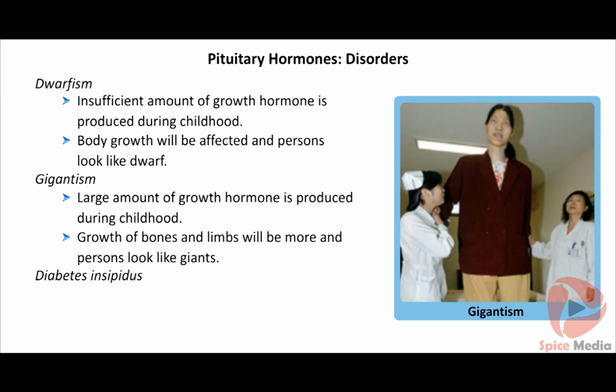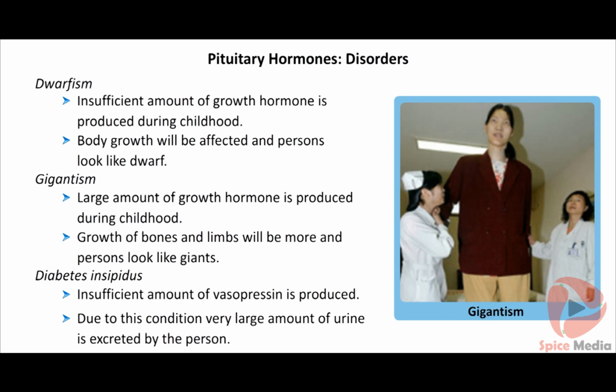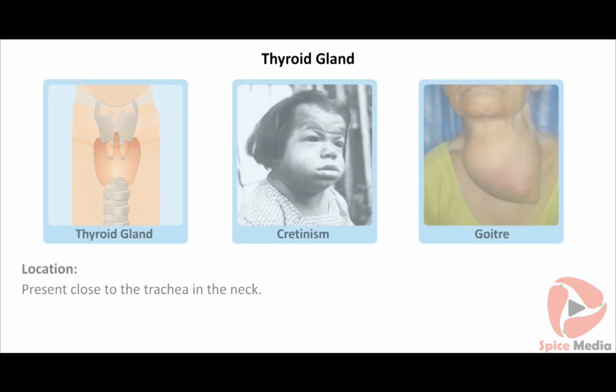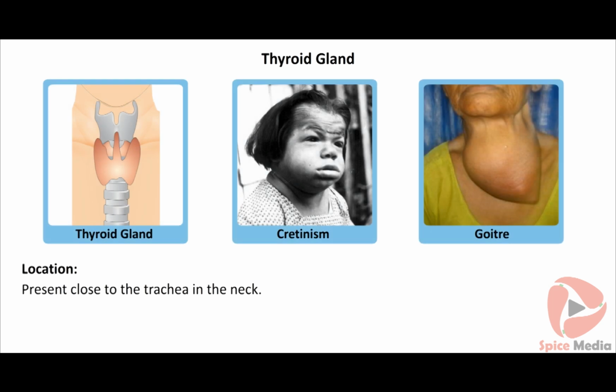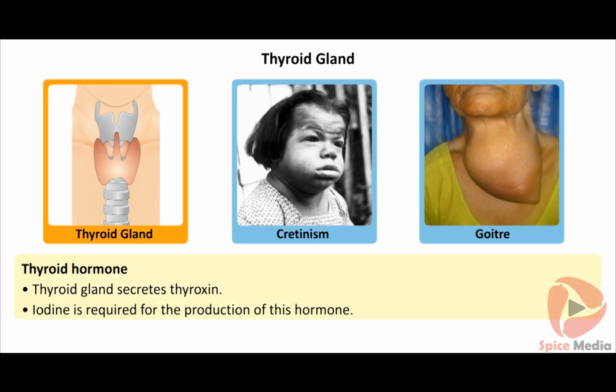Diabetes insipidus is a condition which occurs due to the insufficient amount of vasopressin produced in the body. Due to this condition, very large amounts of urine is excreted by the person. Thyroid gland is located close to the trachea in the neck region. The thyroid gland secretes the hormone thyroxine.